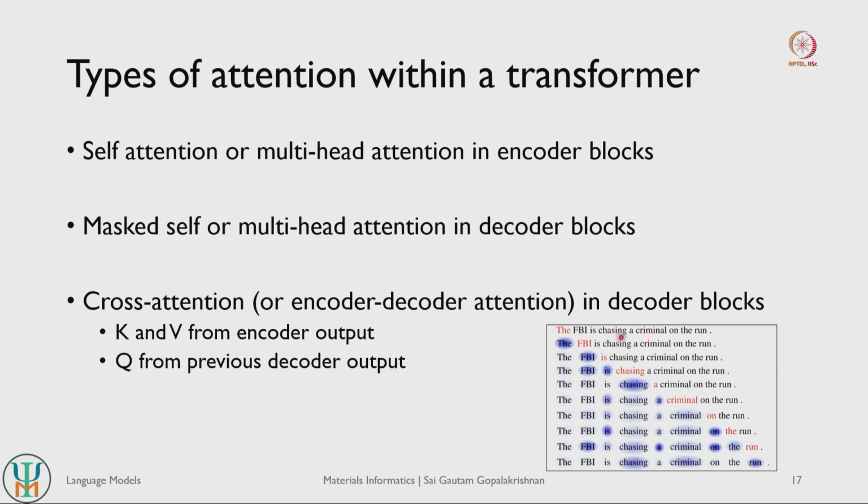So for example, let us say this is the original sentence that you have: the FBI is chasing a criminal on the run. You give selected portions of the same sentence during decoding so that the model understands the importance of each of the words and how one word is related to the previous words that it has seen. So if you say the FBI is chasing, the model should understand that chasing is being done by the FBI, so it should have a high degree of association between FBI and chasing, and then when it sees chasing a criminal it should have a high degree of association between chasing and criminal. So the criminal is the one who is being chased by the FBI here.